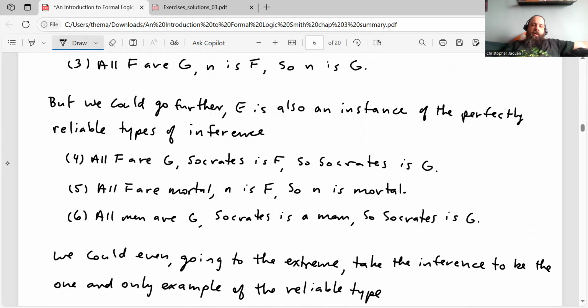All right, all F are mortal. N is F, so N is mortal. And then example 6: all men are G. Socrates is a man, so Socrates is G. Obviously, these are valid forms of inference.